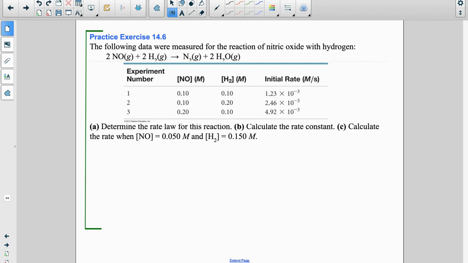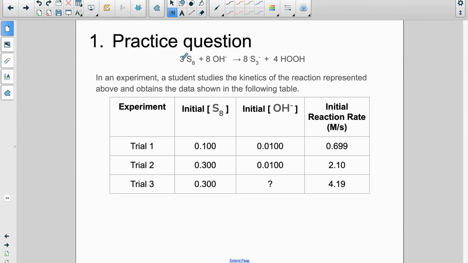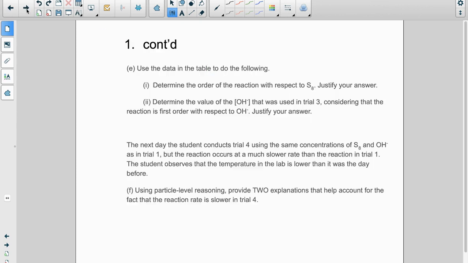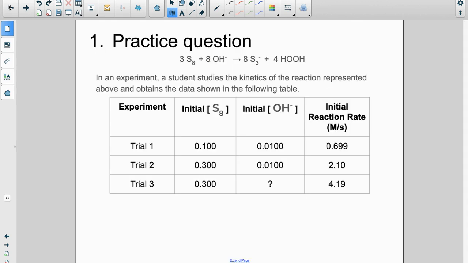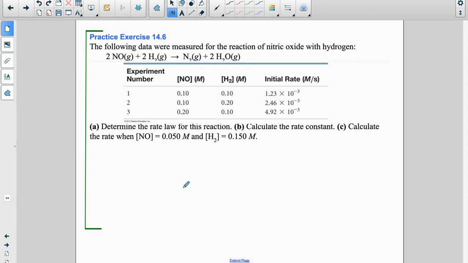Here's a next question. So in class, I asked people to work out these two problems. So at this point, you should take a moment and do practice exercise 14.6 and try practice question 1, which goes on to the next slide. And so take a look at these, and I'm going to pause the video here and take a minute to complete these. I gave people about 20 minutes to complete these two problems. And so I'll show you the solution in a moment.